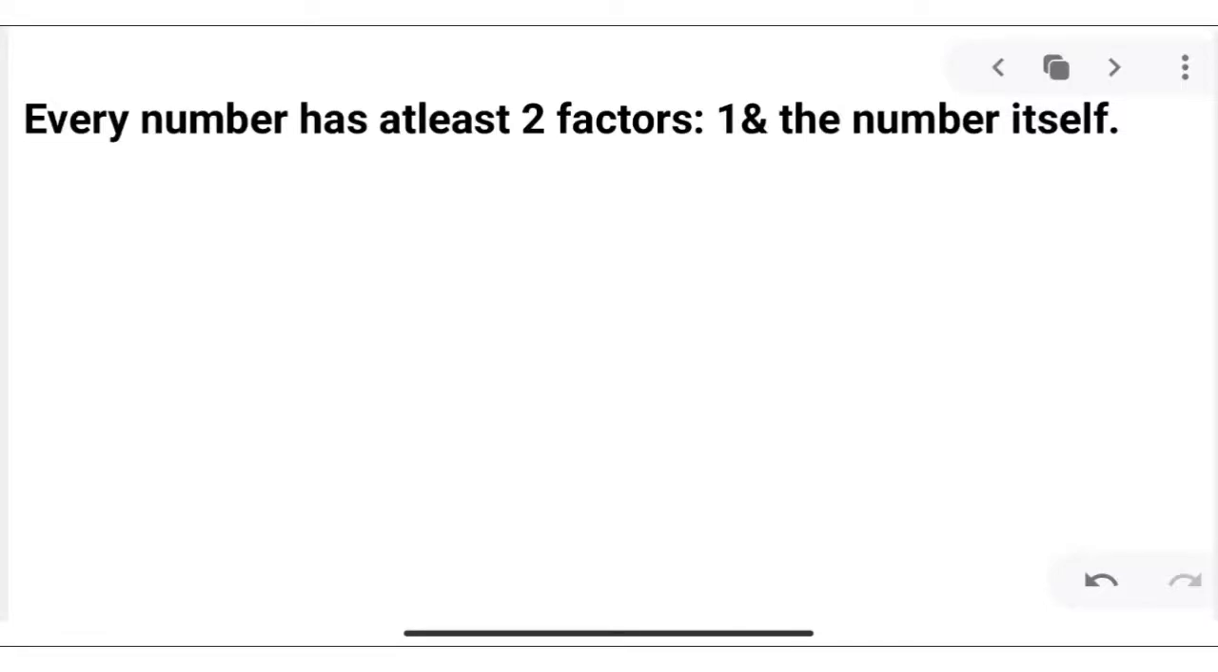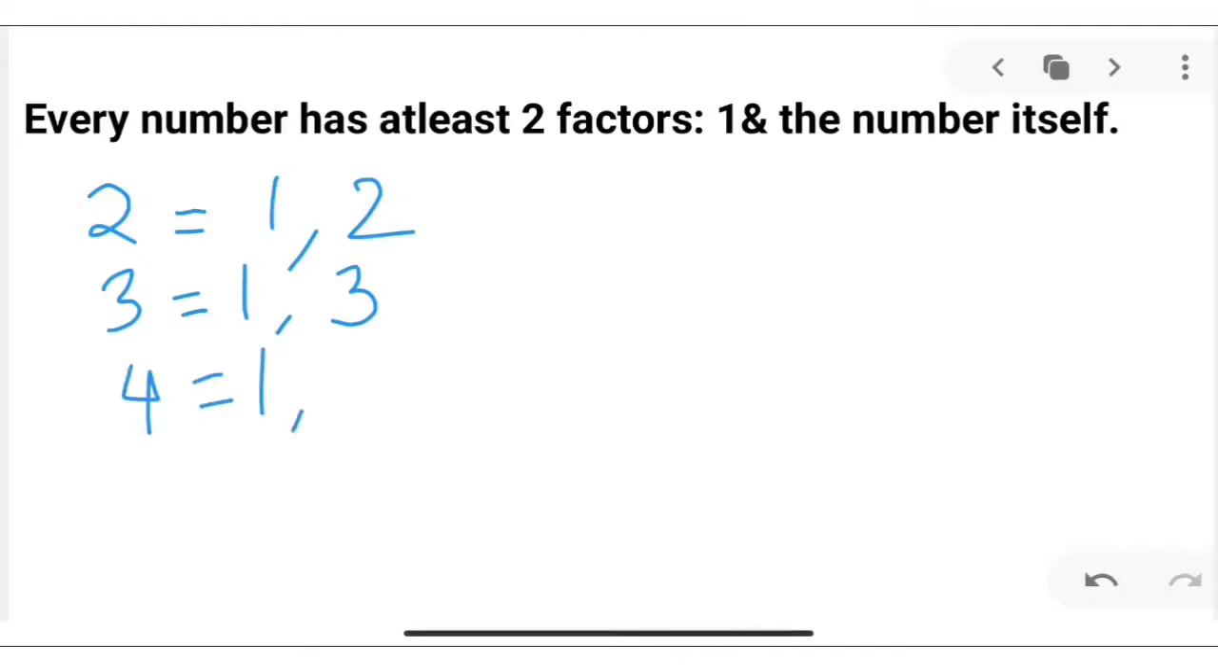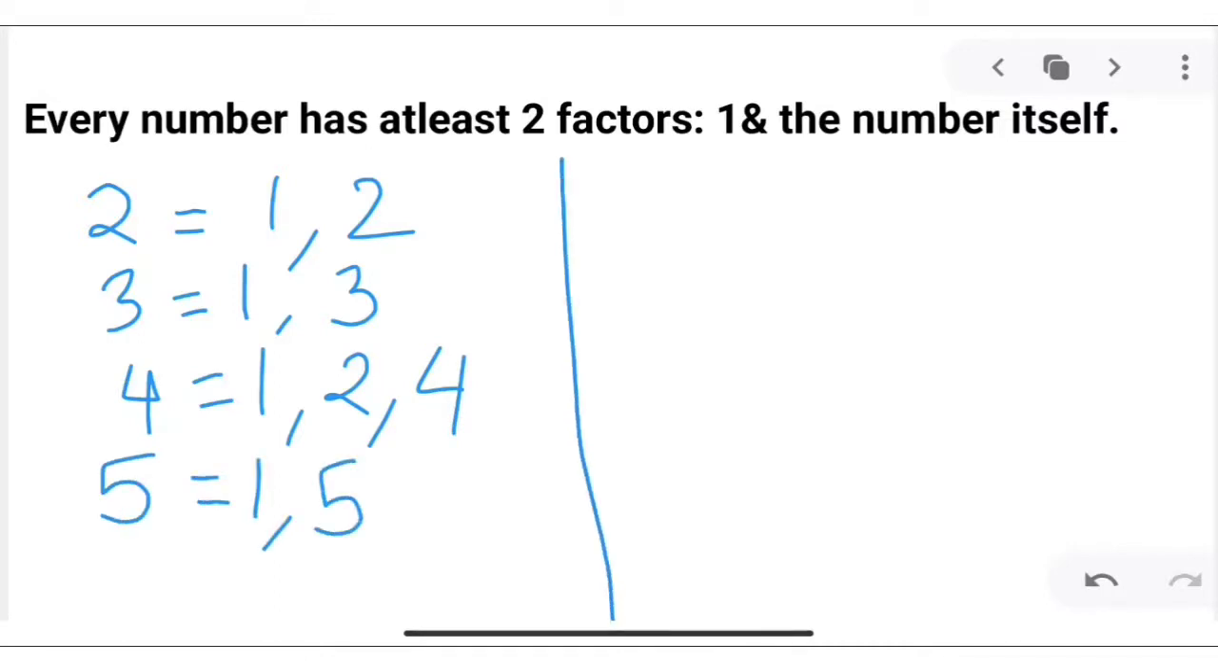Let's check the factors of some numbers. The factors of 2 are 1 and 2. The factors of 3 are 1 and 3. The factors of 4 are 1, 2 and 4. The factors of 5 are 1 and 5. The factors of 6 are 1, 2, 3 and 6.